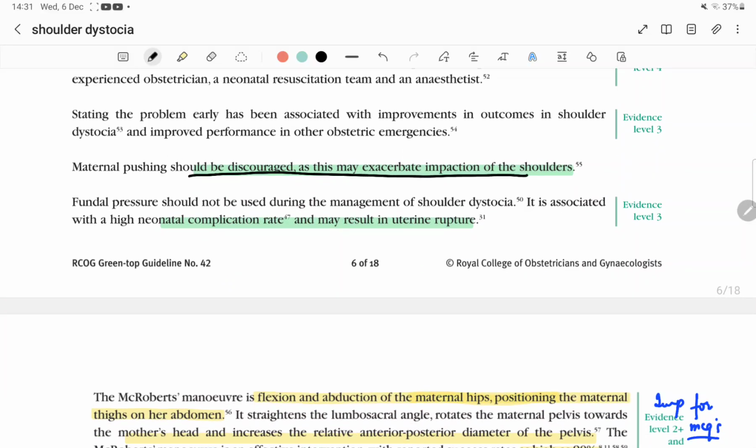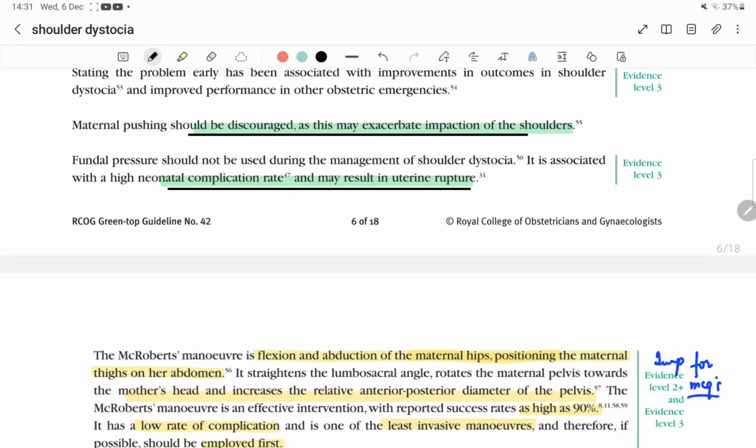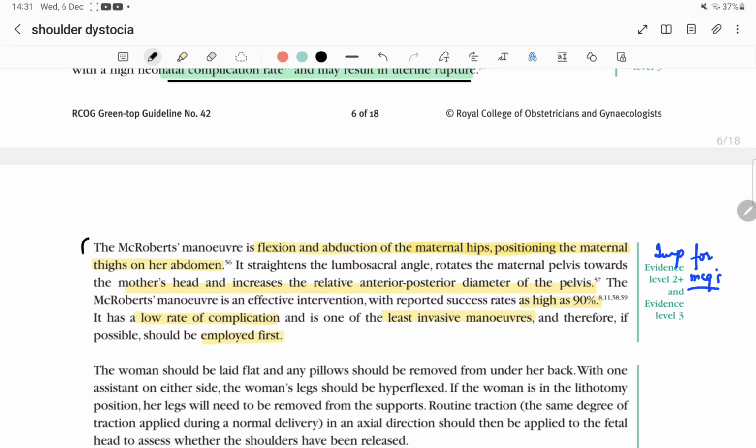Maternal pushing should be discouraged. Fundal pressure should be discouraged. McRoberts: what is McRoberts? All these points are important for MCQs. When they ask about McRoberts, it is the flexion and abduction of the maternal hips, with the maternal thighs on her abdomen.